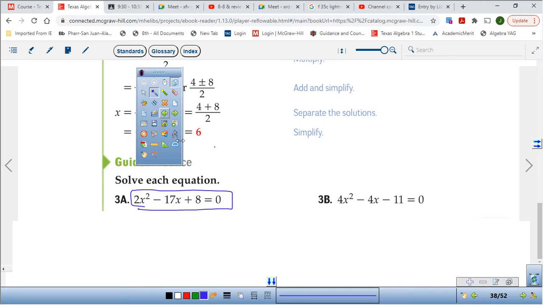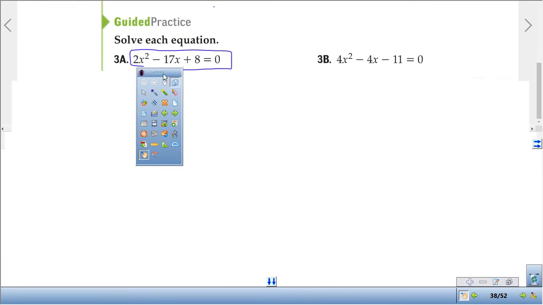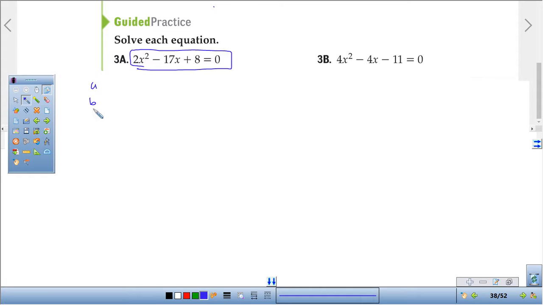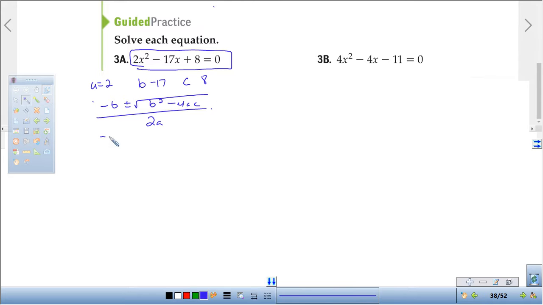So I'm going to come back over here. Now I'm going to do the quadratic formula. Make sure I identify my A, B, and C. A is going to be 2. B is the number with the sign to the left, negative 17. C is 8. My formula is negative b plus or minus the square root of b squared minus 4ac, all over 2a. Let's just plug it in. Negative 17, so it becomes a positive 17 in the front, plus or minus the square root of negative 17 squared minus 4 times a times c, which is 8, over 2 times 2. 17 times 17, which is 17 squared, right?